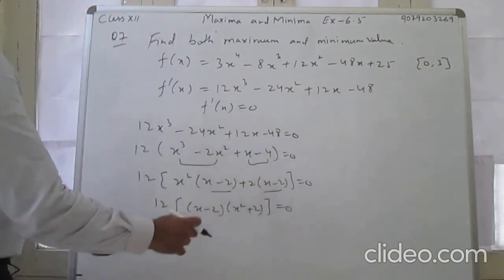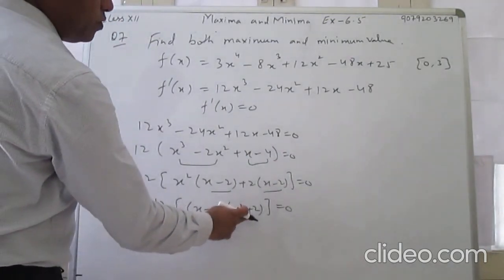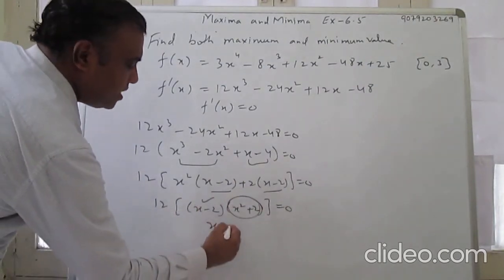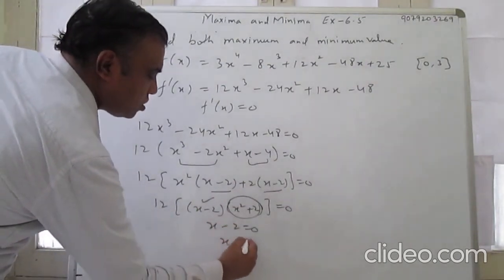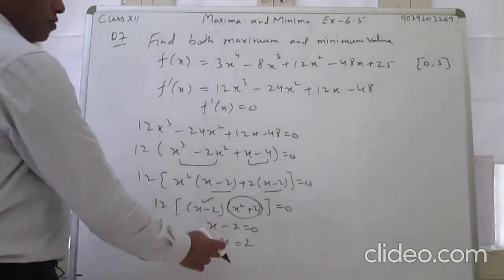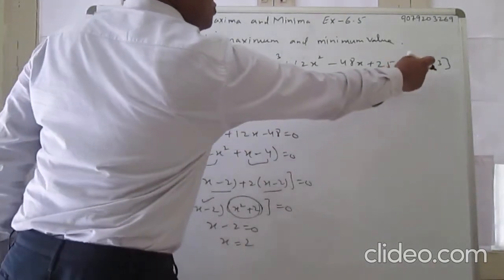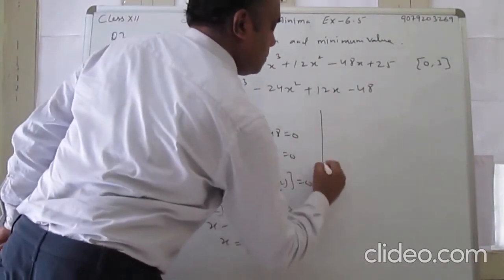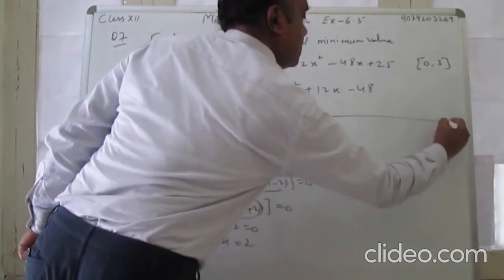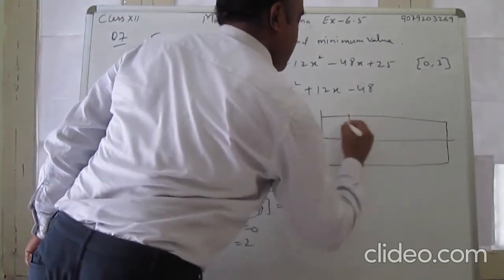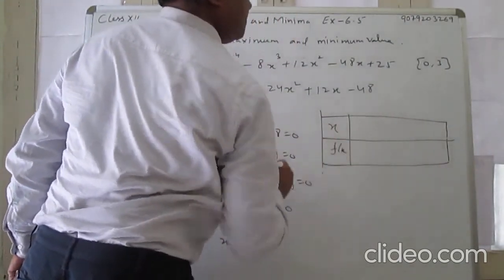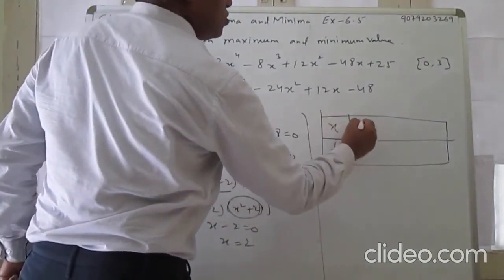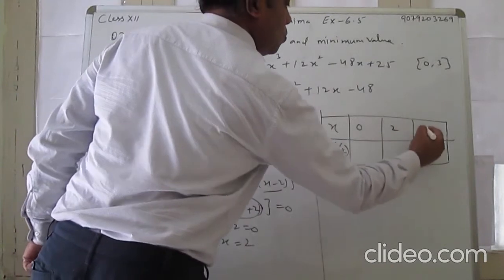So we see that x square plus 2 gives an imaginary root. So I will take x minus 2 is equal to 0. So x is equal to 2. Now it is in the range of 0 and 3. Make a table, x and f(x). Now if I take x as 0, 2, 3.